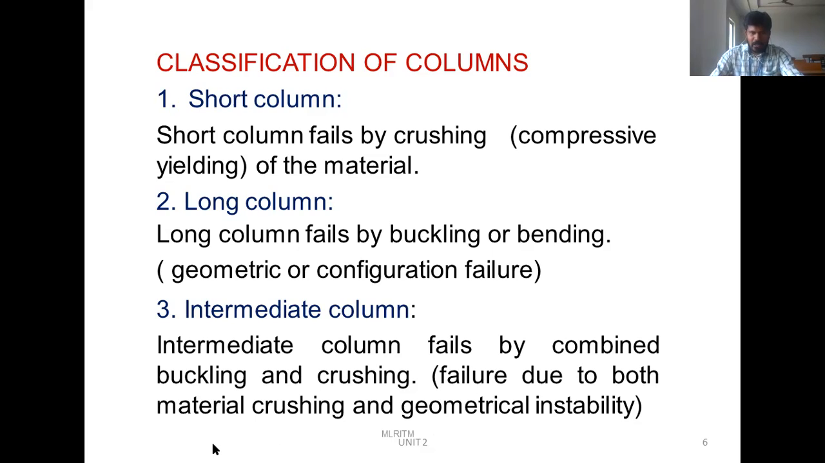Now, the intermediate column fails both by material crushing as well as by buckling. This kind of column we are going to avoid in actual construction. Normally we give either a short column or a long column. Most preferably, a short column is best.